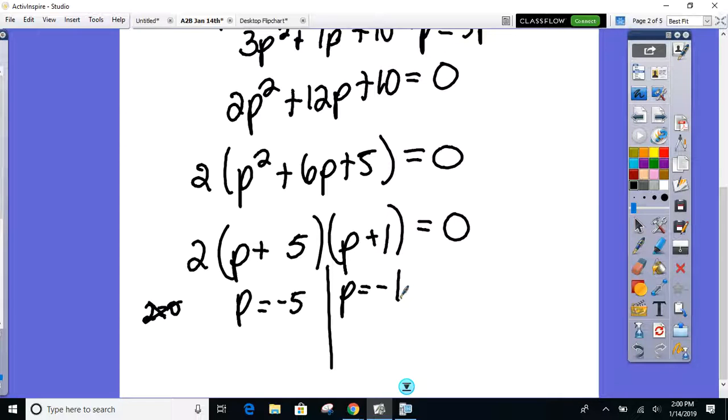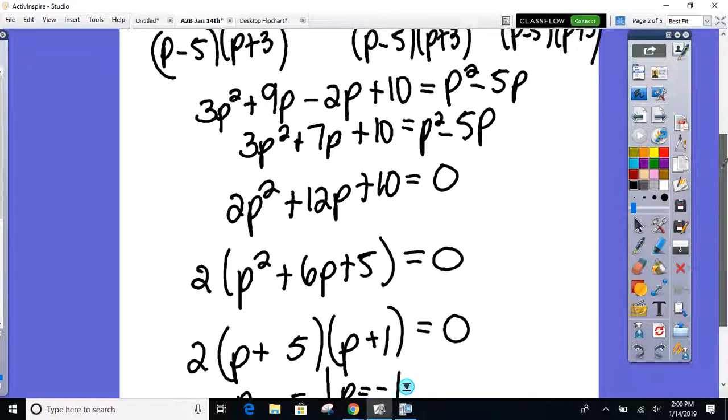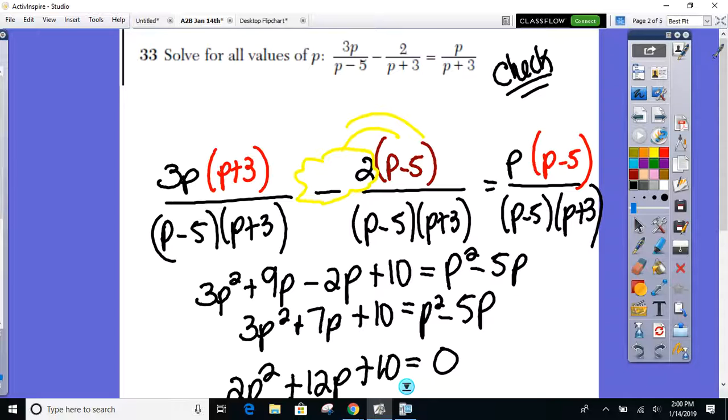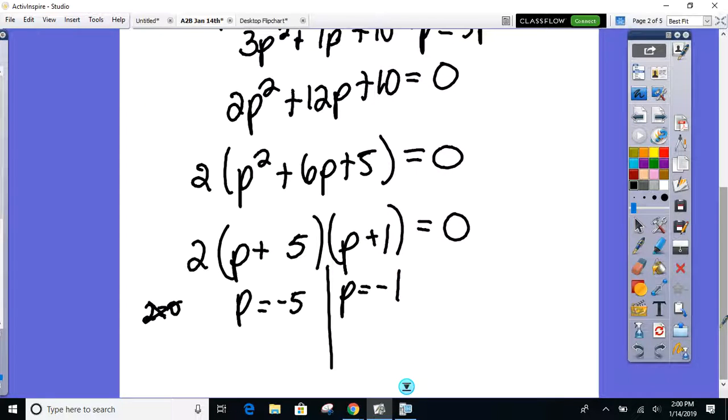And for time's sake, today, I'll tell you if it works or not. All right, but day of test, you need to plug it into the left, make sure it equals to the right. Store those suckers in. And both of them do work in this case. Okay, both of them do work.